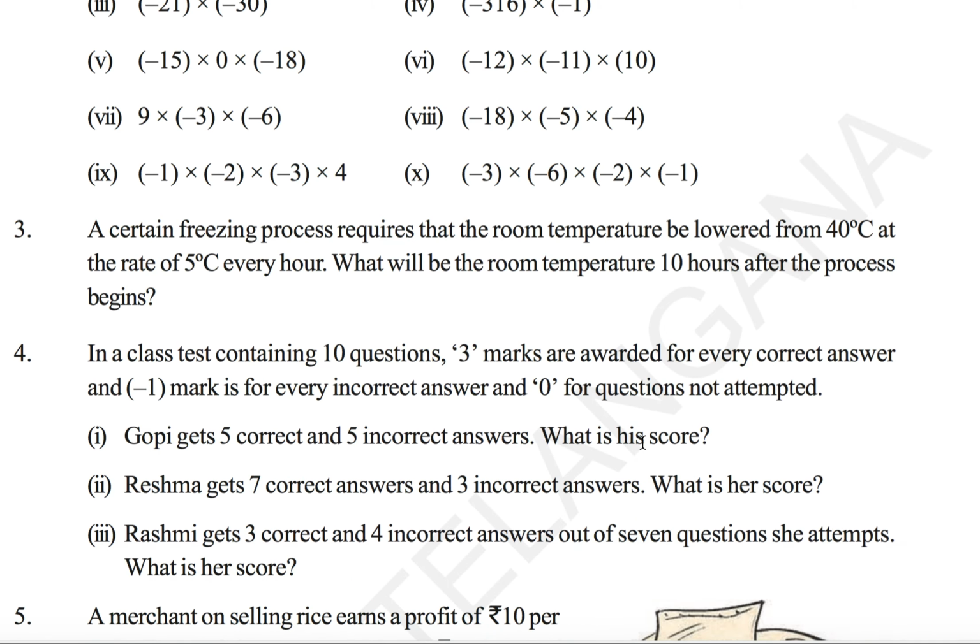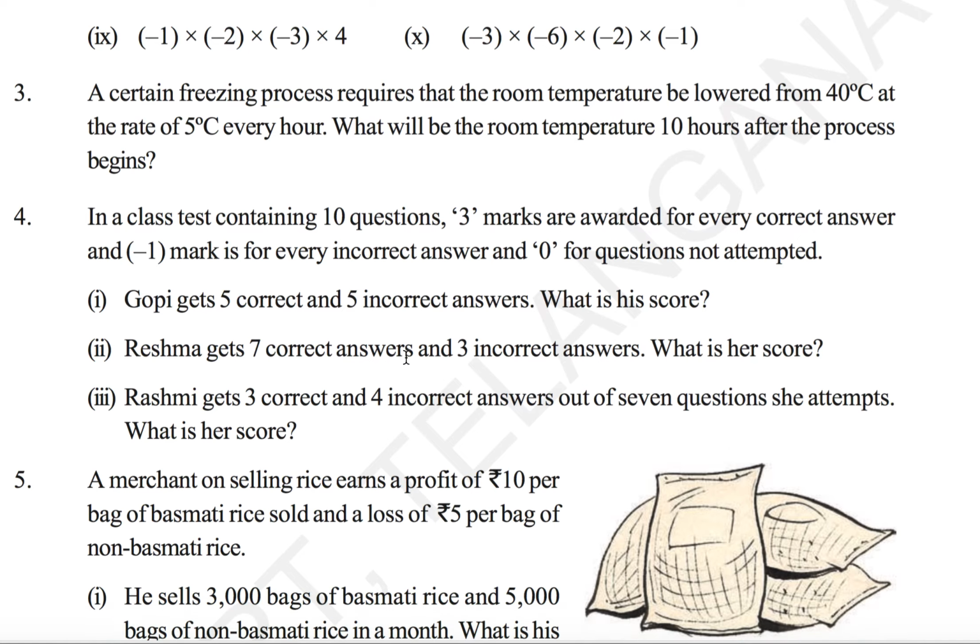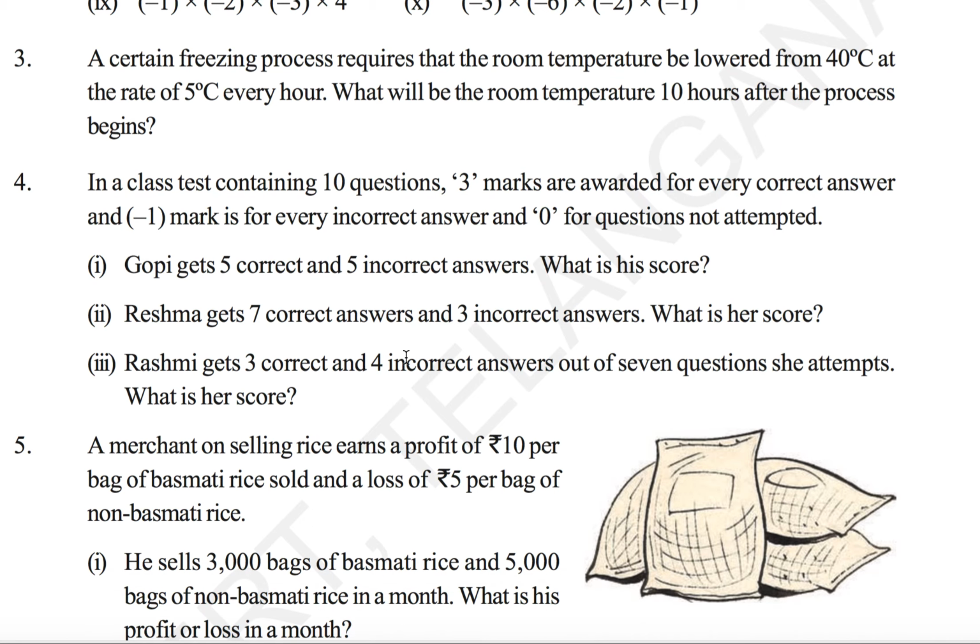A certain freezing process requires that the room temperature be lowered from 40 degrees at a rate of 5 degrees every hour. What will be the room temperature 10 hours after the process begins? Minus 50, minus 10 degrees.